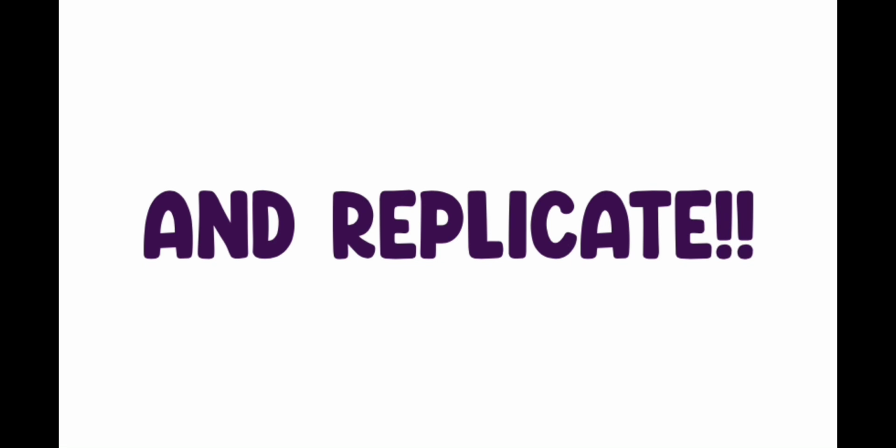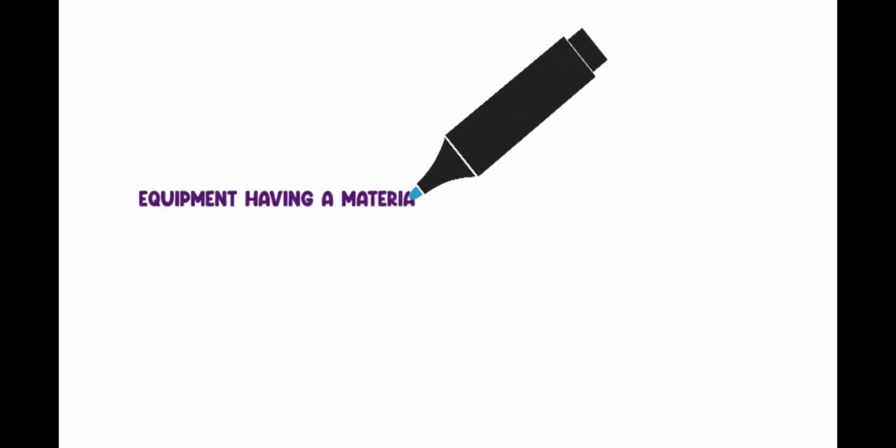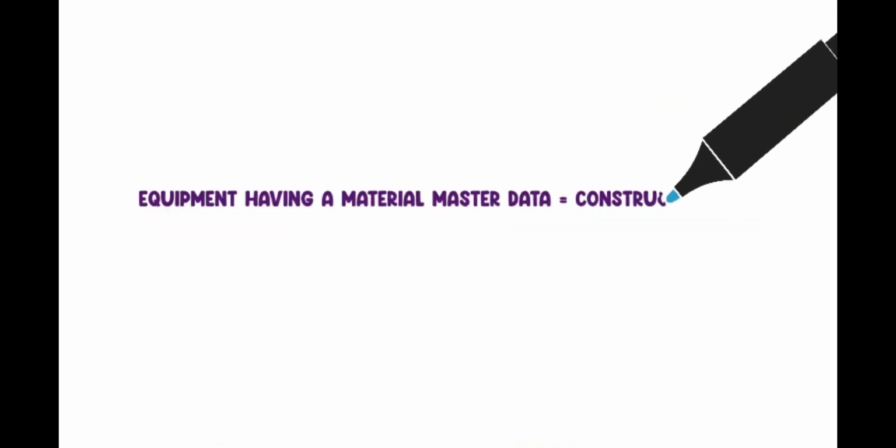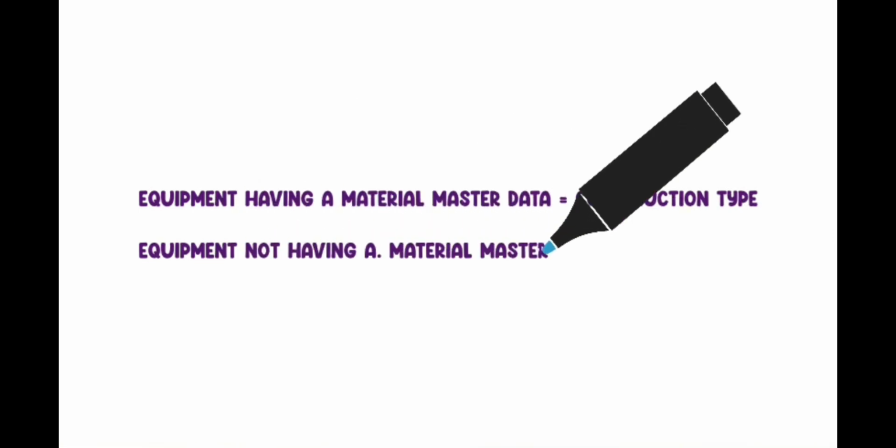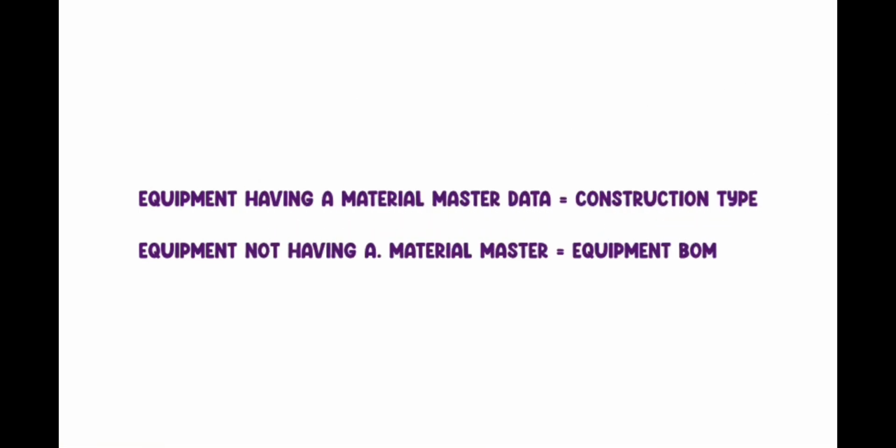Before we decide to use the construction type or the equipment bill of material, it is important to note that you need to make sure that it's an equipment that is capable of having a material master. Now, if that equipment doesn't have a material master on the system, it is advisable to make use of the equipment bill of material. Why? Because the construction type normally works with the material.